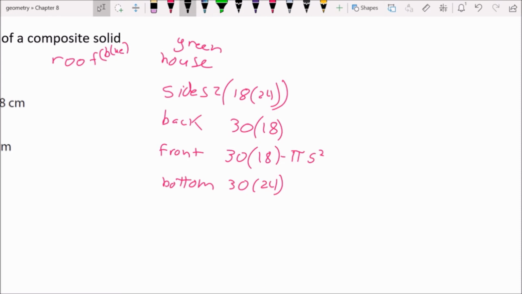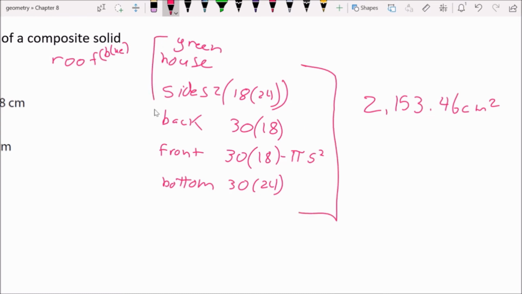And when I type all of that in, I get 2,153.46, and it's centimeters squared. I'm going to leave that decimal there for now. I'm probably going to round it a little bit more at the end, but I'm not done yet. Okay, that was just for the house part of things.